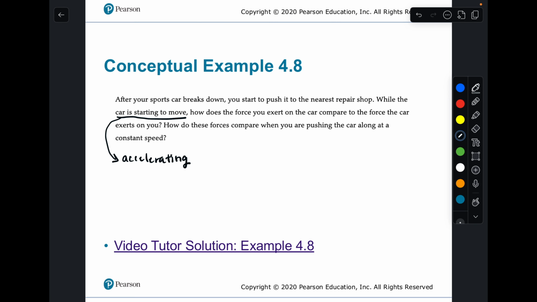And so what this second sentence states is, while the car is accelerating, so while Newton's second law is active, how does the action-reaction force pair between the car and you compare? Well, the action-reaction force pair has nothing to do, right, with either Newton's first or second law. So Newton's third law is independent of Newton's second law.